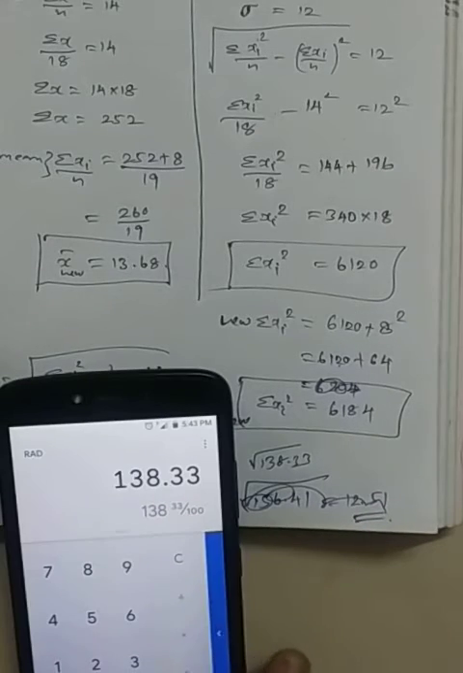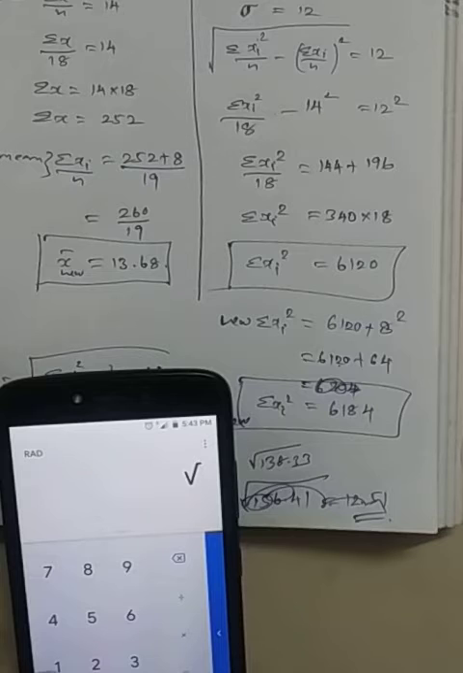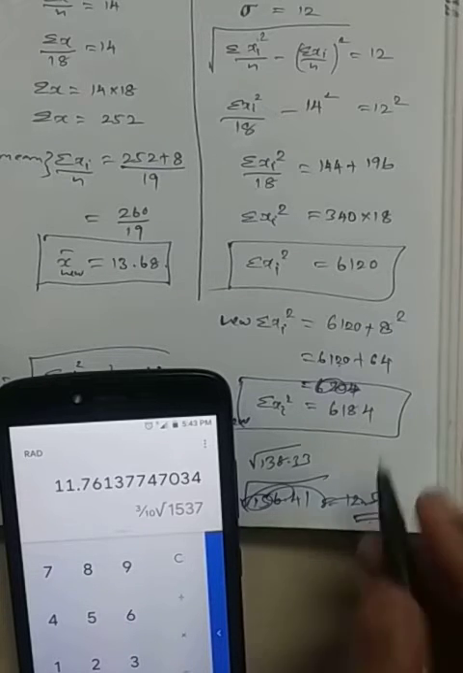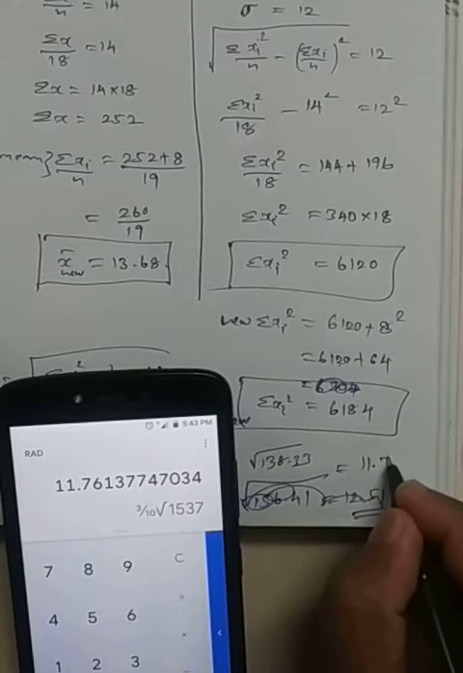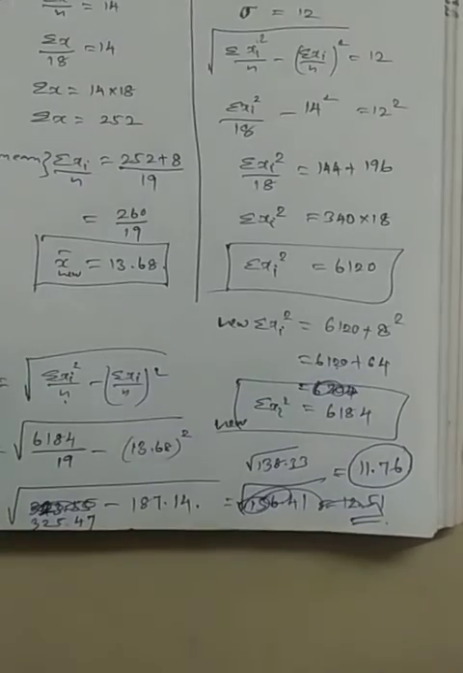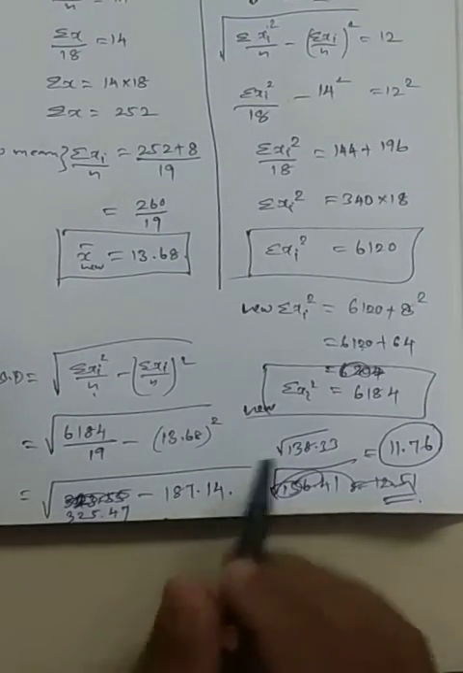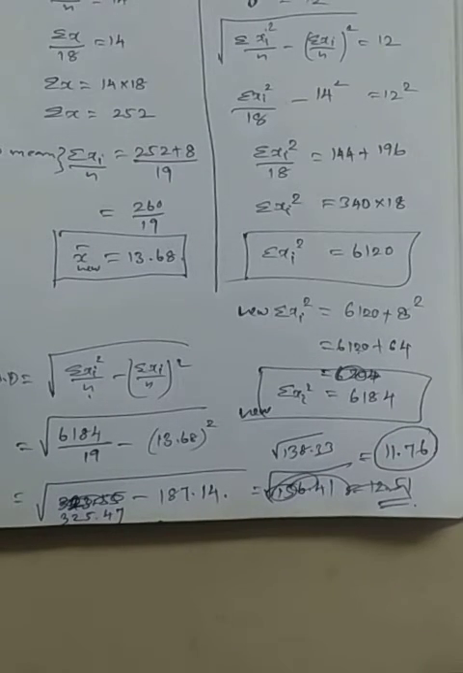So now I need to take the square root. The square root of 138.33, that answer we are getting, 11.76 will come. That is our exact value. That you keep in mind. I have divided here by 18. It should not be 18, but it should be 19. That's why the value is changing. So please note that one.